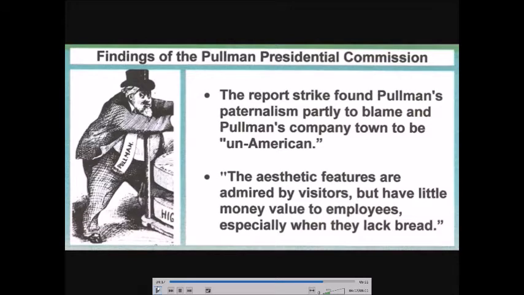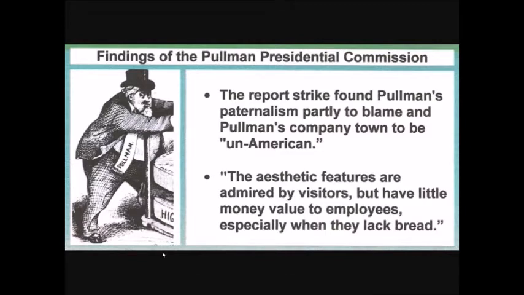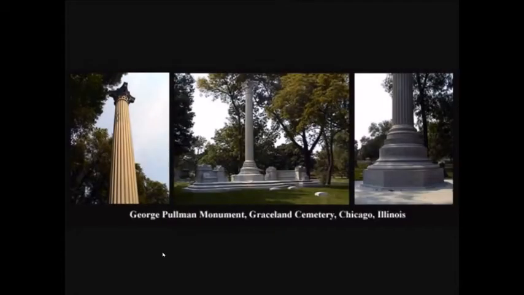Aesthetic means the outside of things. So the buildings looked nice, the town looked nice, but that doesn't mean much to employees when they don't have food on the table. They don't have the necessary salary or money to survive. George Pullman became a reviled caricature of an unjust tycoon.